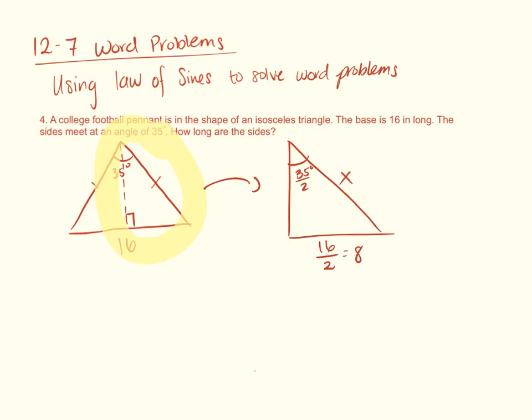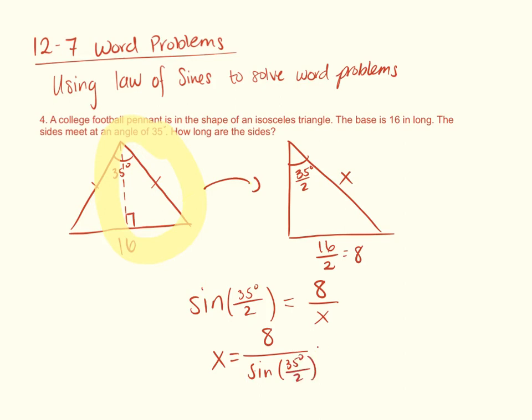So we can use SOHCAHTOA. So we'll do sine of 35 degrees divided by 2 will be equal to opposite over hypotenuse, 8 over x, so x will be equal to 8 over sine of 35 degrees over 2. So this will just be 26.6 inches. And that's it. Okay, so we actually didn't have to use law of sines in that example.